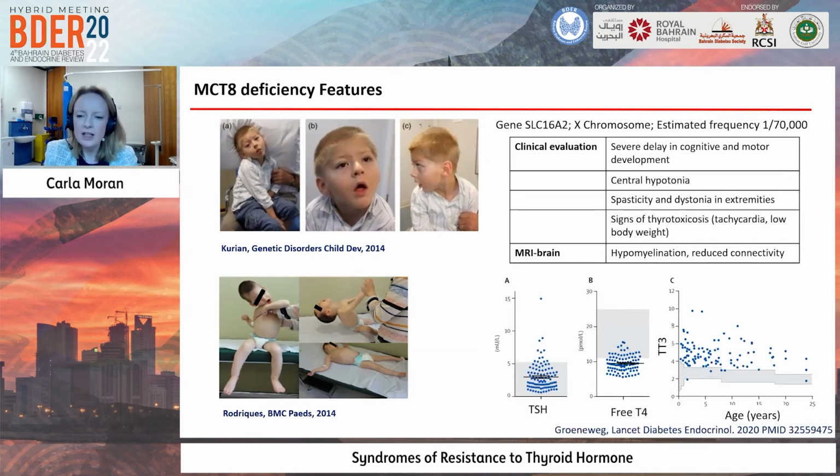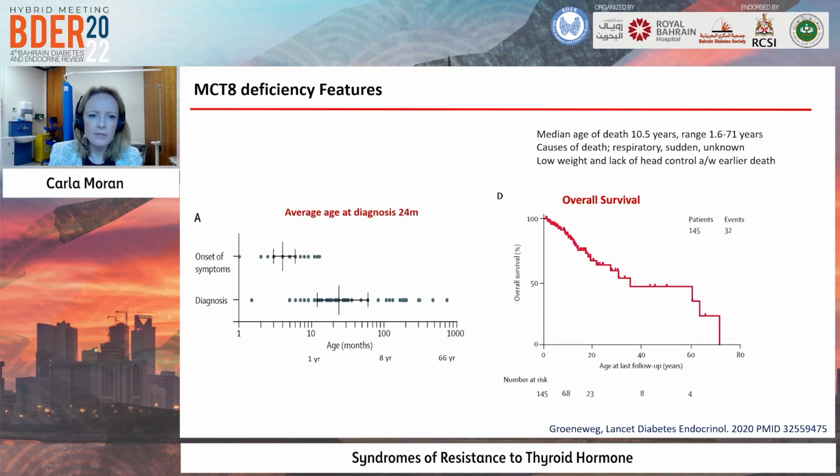These patients tend to have abnormal thyroid function tests. So the TSH is usually within the normal range, but the T4 is low end of normal or below that, and the T3 level is elevated. The average age of diagnosis is 24 months, but patients can sometimes be diagnosed later on in life, but the onset of symptoms is always in childhood.